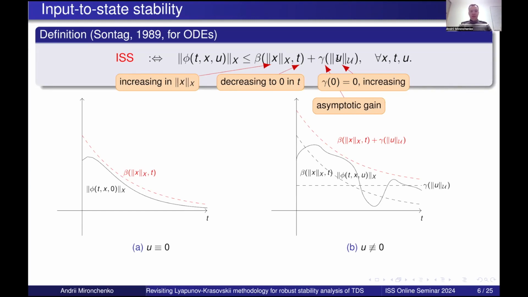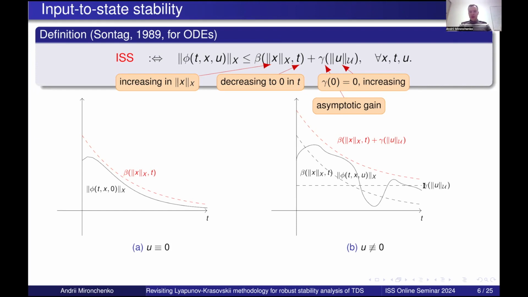So if u is identically 0, then we clearly obtain that, by the previous definition, our ISS system is uniformly globally asymptotically stable for 0 input. And we have the picture which we had on the previous slide. If u is non-zero, then we cannot guarantee that the trajectory converges to 0. However, it will eventually converge to the ball with the radius gamma of the norm of u around the origin.